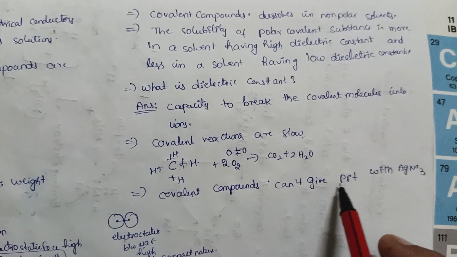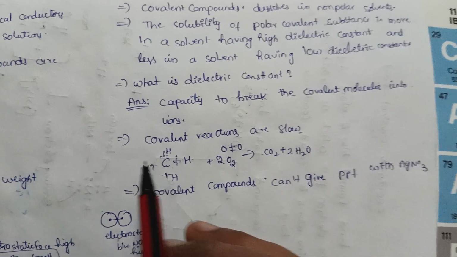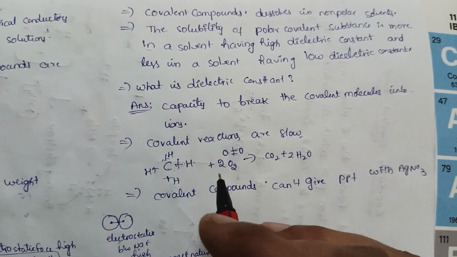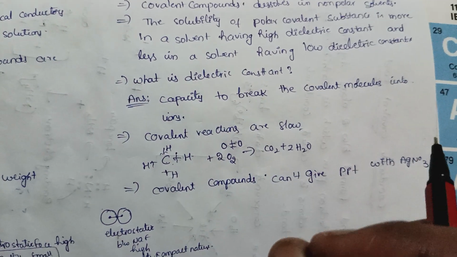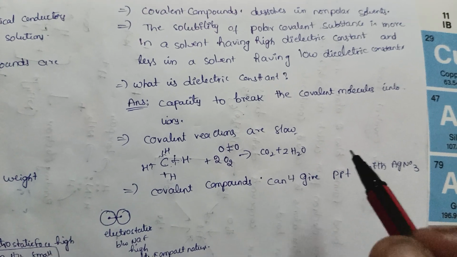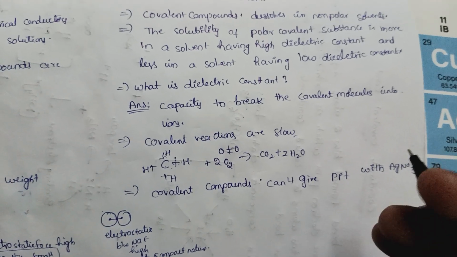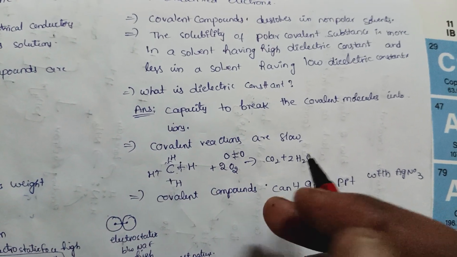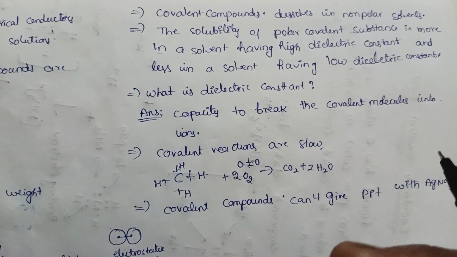Covalent compounds can't give a precipitate with AgNO3. In ionic reactions, there are just attractions between two oppositely charged ions. So ionic reactions are much faster than covalent reactions.